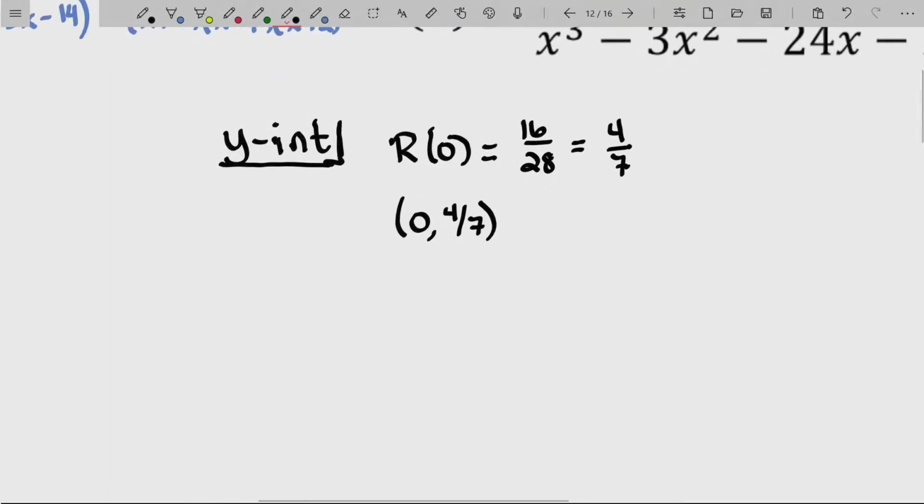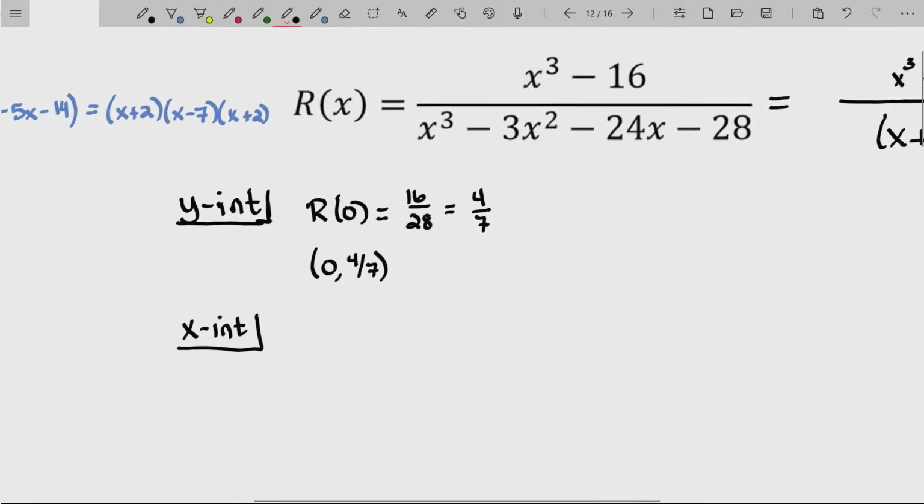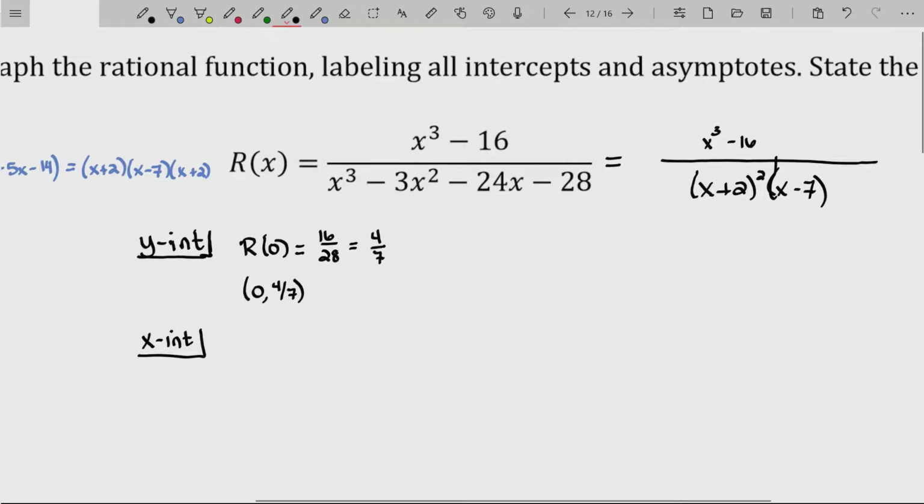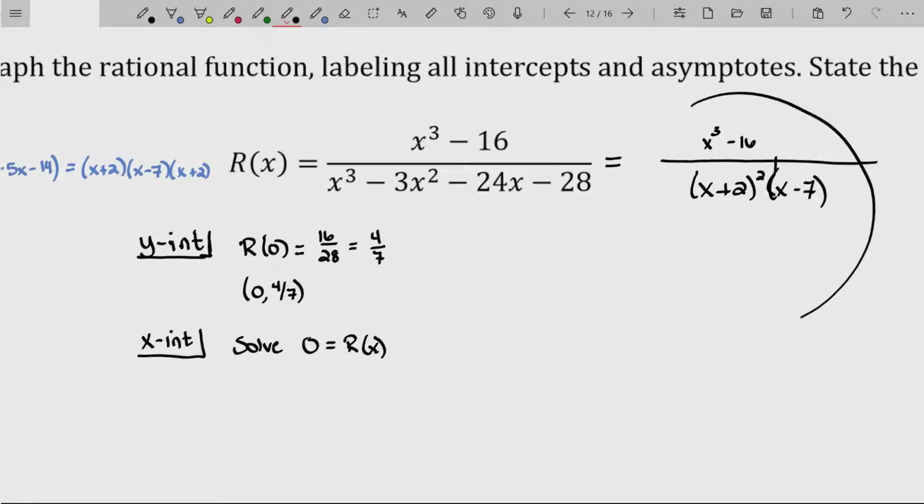The next thing I remember learning in algebra is to find the X-intercepts. And this requires just a small piece of knowledge about fractions. A fraction will only turn into 0. Oh, by the way, I should probably say that means we're going to solve 0 is equal to our function. But our function is a fraction. It's this piece right here.